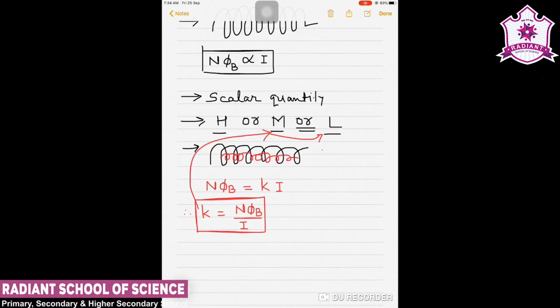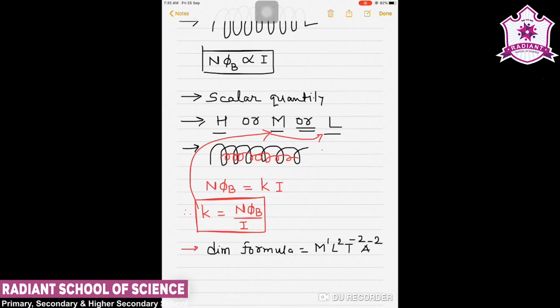Then we will use different symbols for the inductance, depending on whether it is due to another coil or it is in the same circuit. On the basis of that, first we derive the dimensional formula. So the dimensional formula is due to flux upon current.